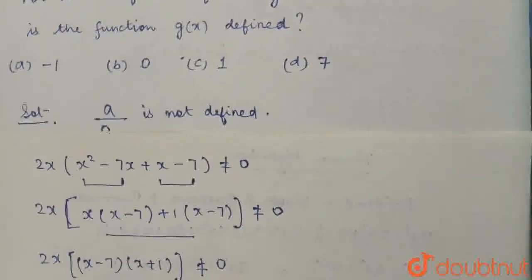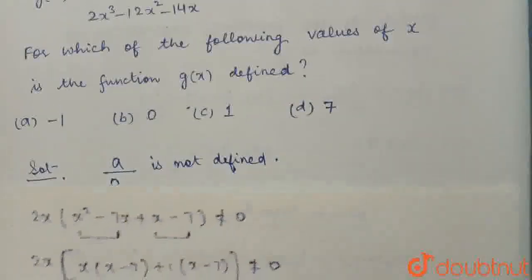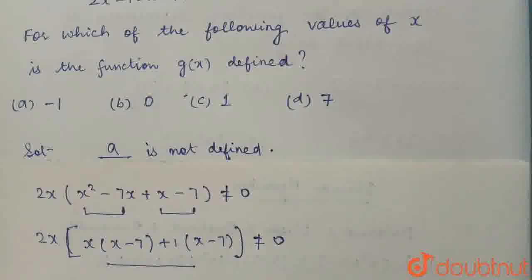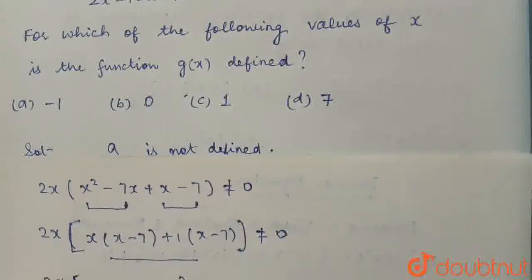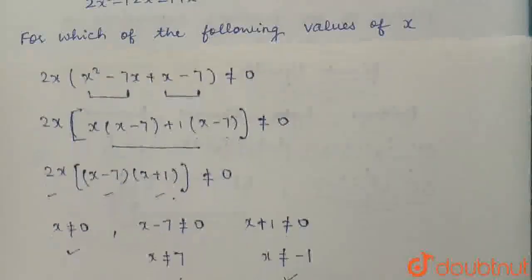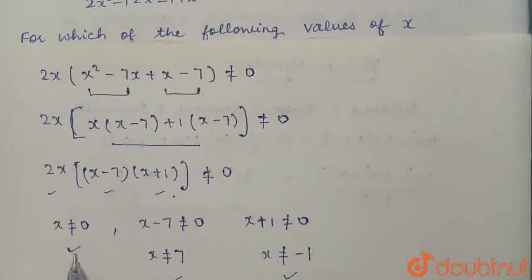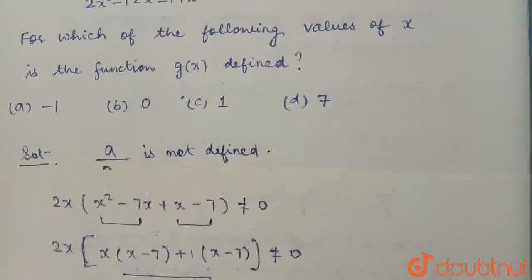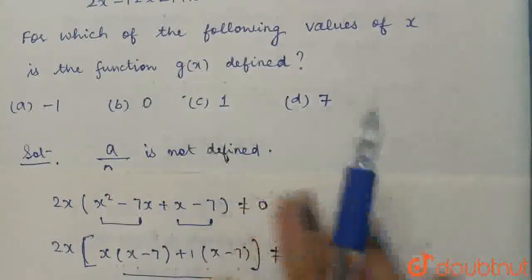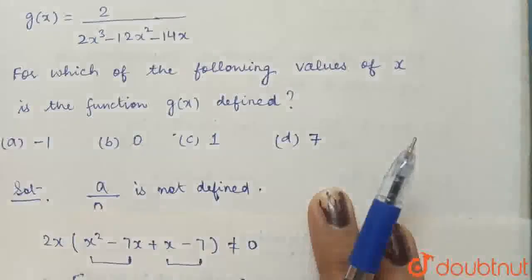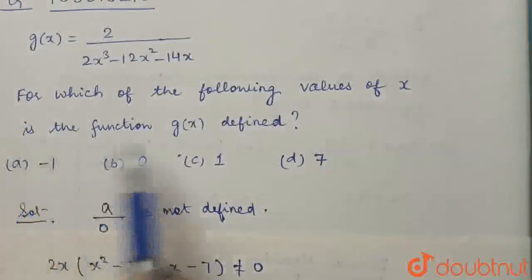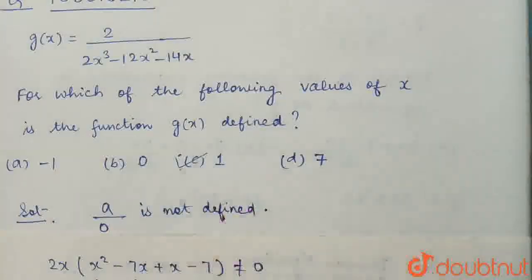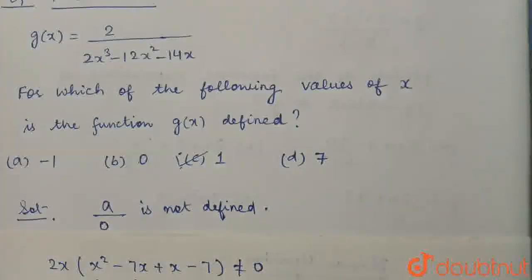So now, according to the options, we are given the options as minus 1, 0, 1 and 7. And according to our question, we have just now calculated that x cannot be 0, 7 or minus 1. So option C is correct, because x is equal to 1 will make this g(x) defined. So our option C is correct.